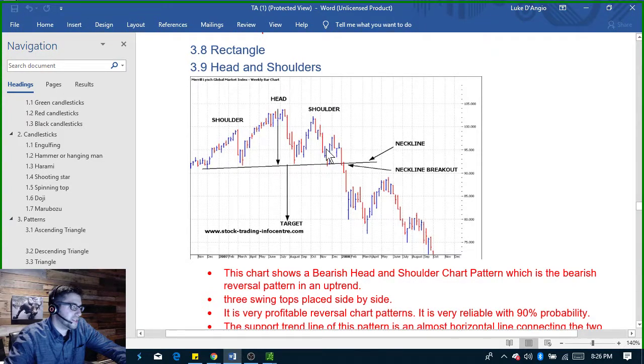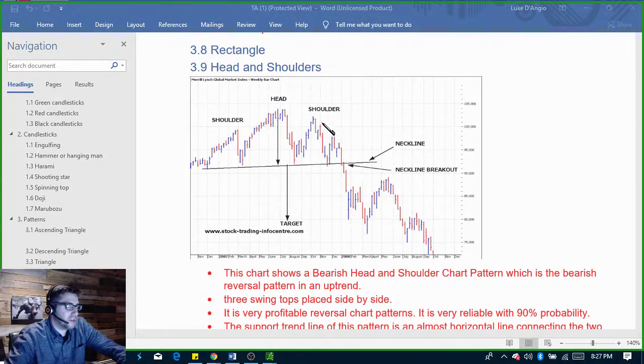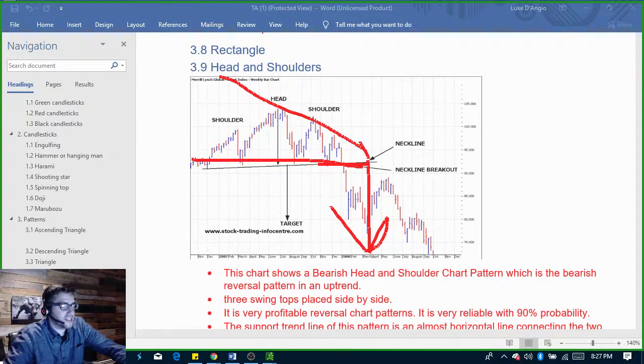Sometimes that happens. Sometimes with the head and shoulders in particular, I have noticed that, because keep in mind, there's also another formation within the formation. You have a shoulder, a head, a shoulder, but there's something else here. And I notice it right away. So you got the flat base, okay? You also have a descending triangle within that head and shoulders.